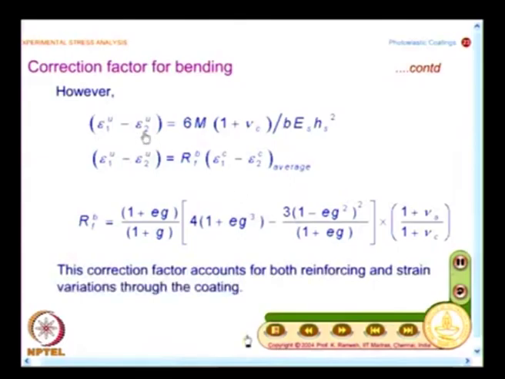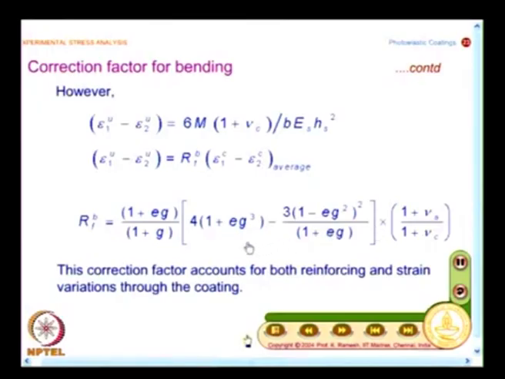Finally, the uncoated strain difference is given as 6M into 1 plus nu c divided by b into Es into h squared, and this is related to the average strain difference by a correction factor Rfb. Here we have replaced the superscript from A to B. A denotes axial loading and B denotes the bending loading, and Rfb is finally obtained as 1 plus Eg divided by 1 plus g into 4 into 1 plus Eg cube minus 3 into 1 minus Eg squared whole squared by 1 plus Eg, the whole of it multiplied by 1 plus nu s divided by 1 plus nu c.